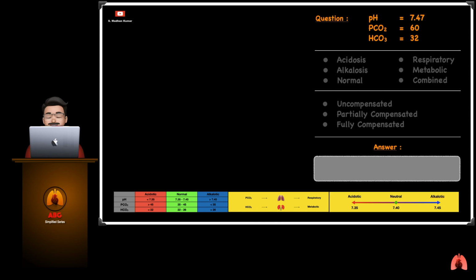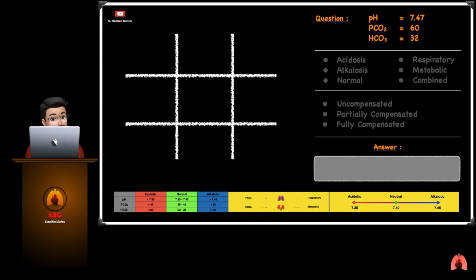We'll see one final example. Here pH is 7.47, which is alkalotic. So mark pH under alkalosis column. PCO2 is 60, which is acidotic, so mark it under acidosis column. HCO3 is 32, which is alkalotic, so mark it under alkalosis column.